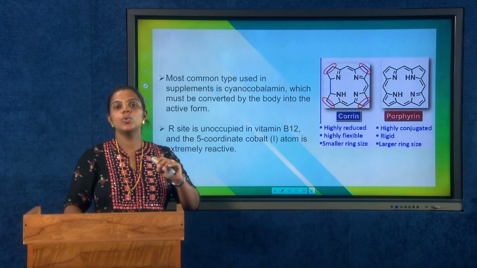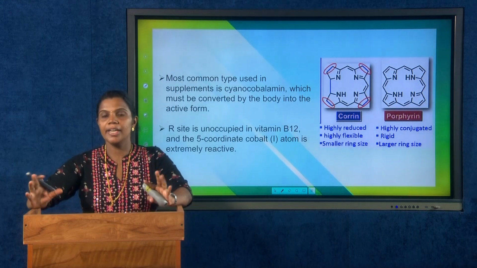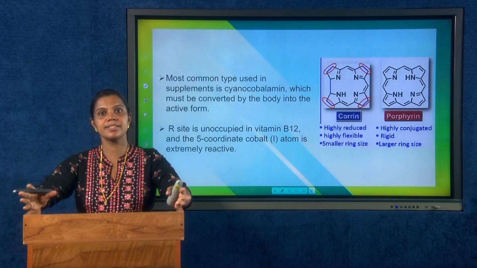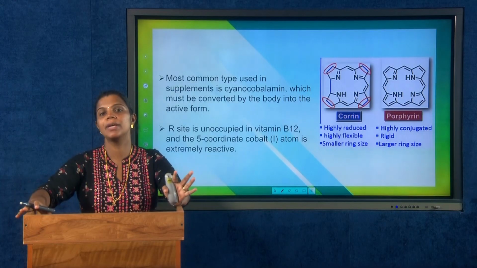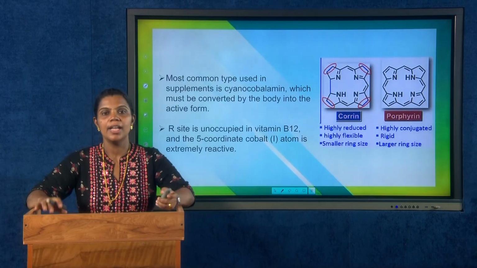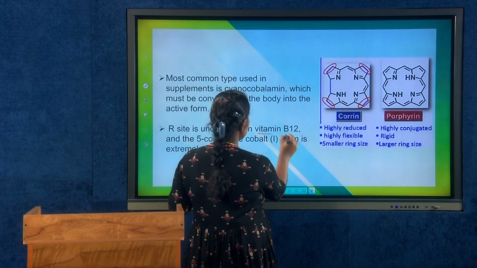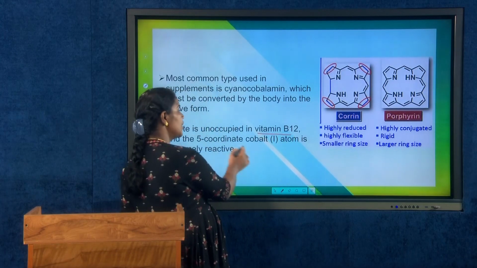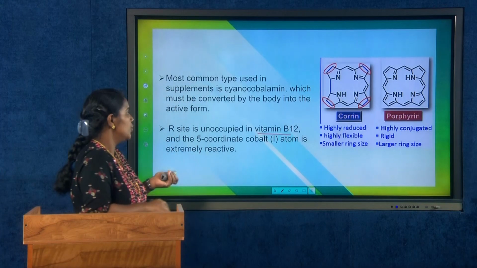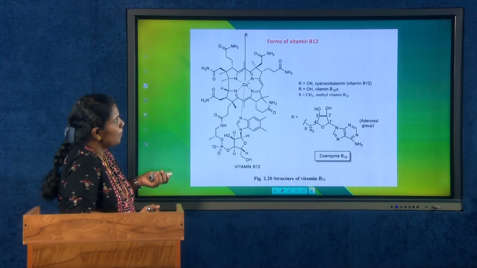The most commonly used supplement is cyanocobalamin, that is, when we take supplements of vitamin B12, and when it is converted into the active form, it becomes methylcobalamin. The R site is usually unoccupied in vitamin B12, and the 5-coordinated cobalt 1 atom is extremely reactive.